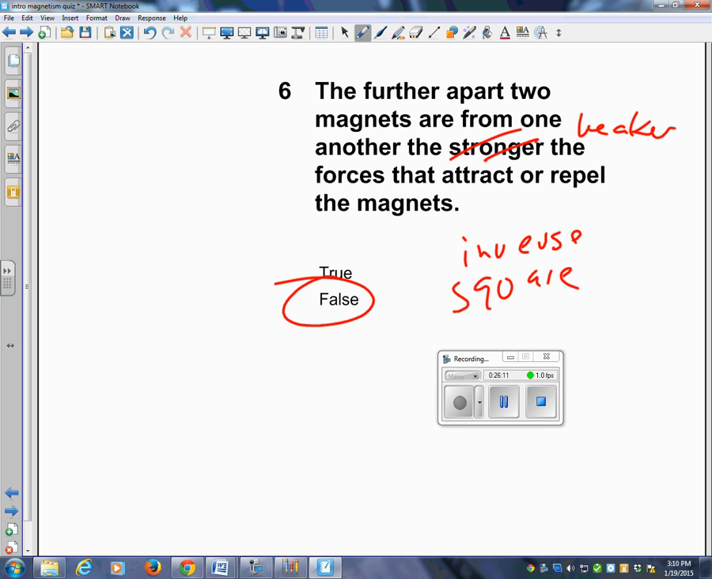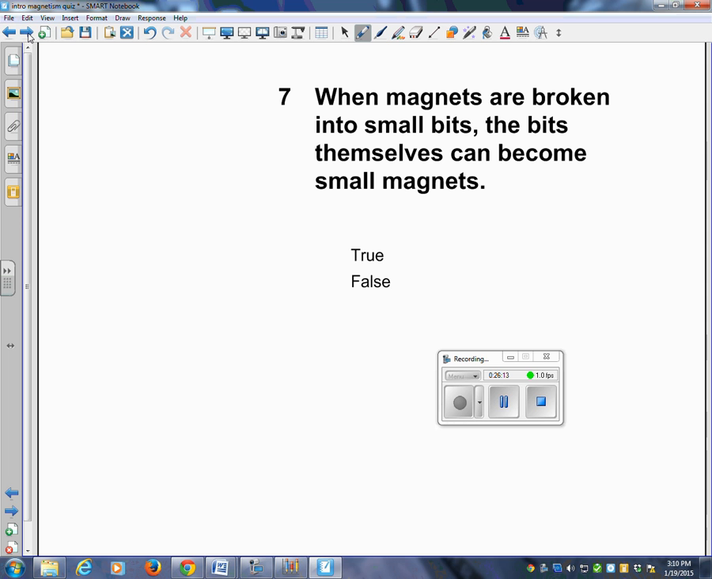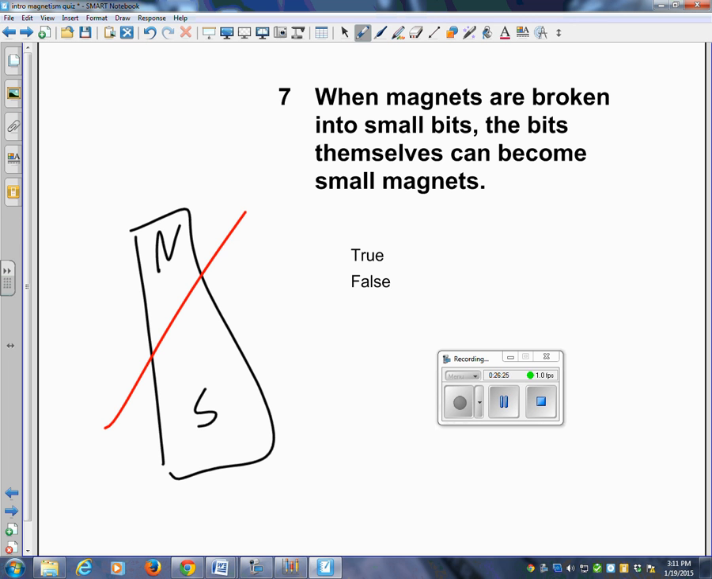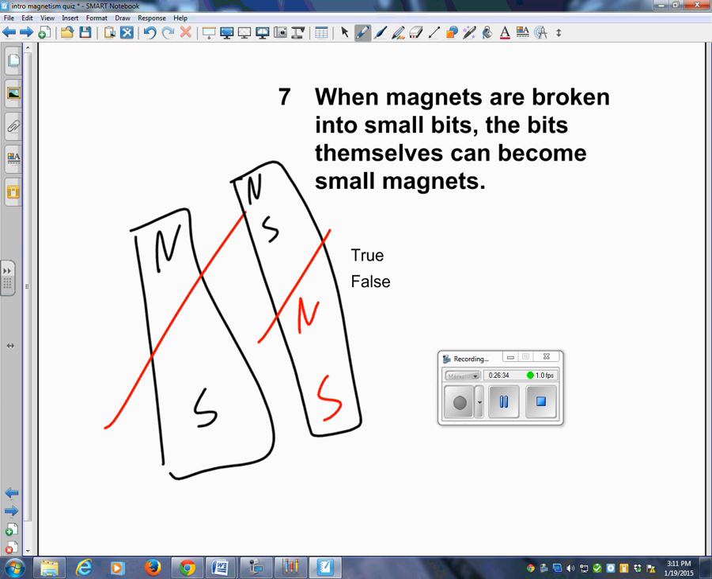if it's three-dimensional. When magnets are broken into small bits, the bits themselves can become small magnets. True. If you take a regular bar magnet and you break it, here's what you end up with. When you cut a worm in half, you get two worms. Yep. That's what you end up with. There is a north end to the South Pole, okay?